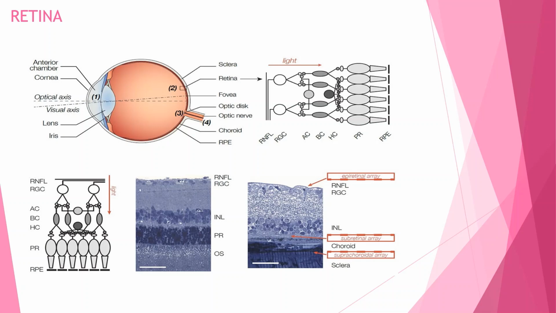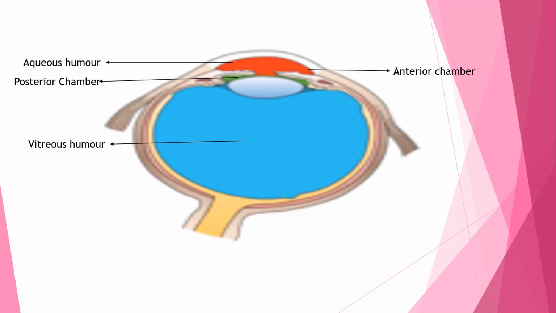There are a few structures remaining to discuss to cover the basics of the anatomy of the eye. First is the anterior chamber. The anterior chamber is located between the cornea and the anterior surface of the iris. Posterior chamber. It is located between the posterior surface of the iris and the anterior surface of the crystalline lens and suspensory ligament. Chambers are filled with aqueous humor.